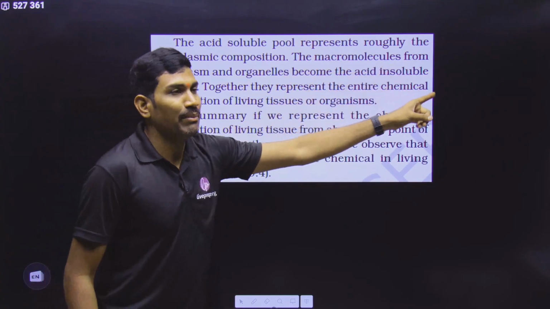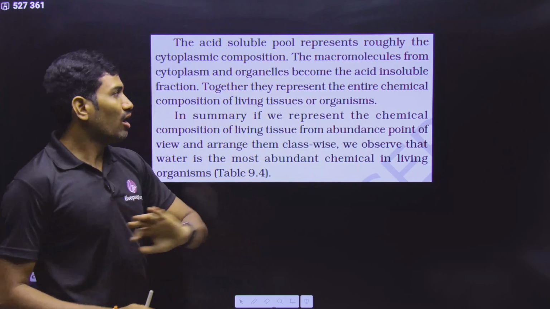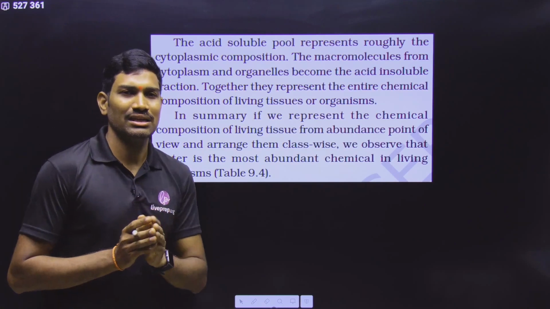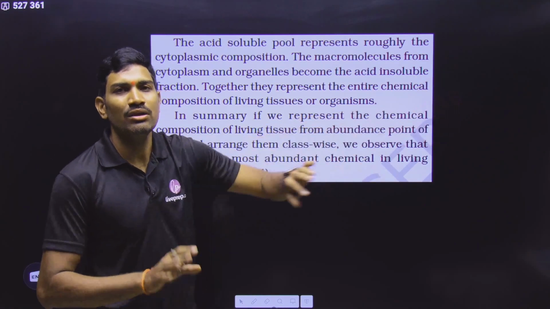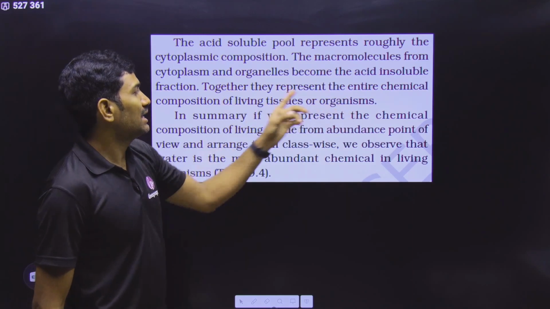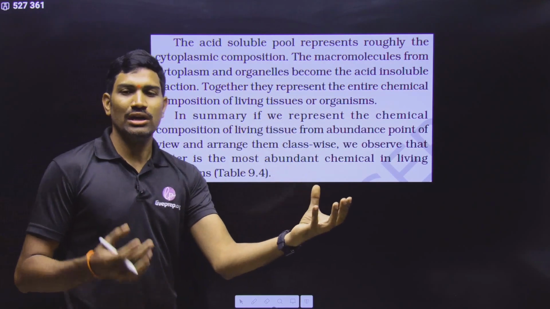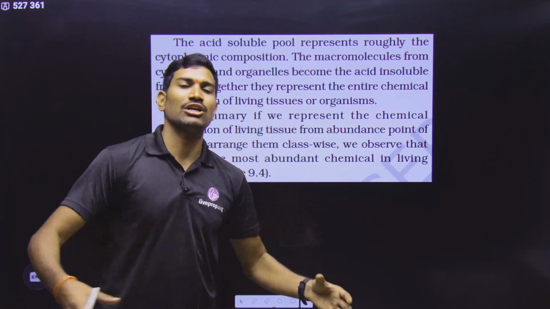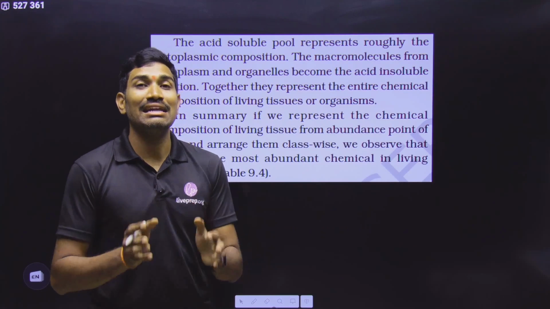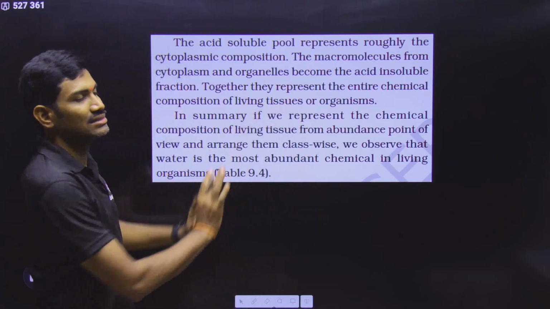Next one, the macromolecules from the cytoplasm and from the organelles, all of them will become the acid insoluble fraction. Wherever macromolecules are there, all the macromolecules will go into the acid insoluble fraction. Next one, together they represent the entire chemical composition of living tissue or organism. So acid soluble and acid insoluble combined will represent the composition of a cell, or of a living tissue, or of a living organism. That's what they are saying.